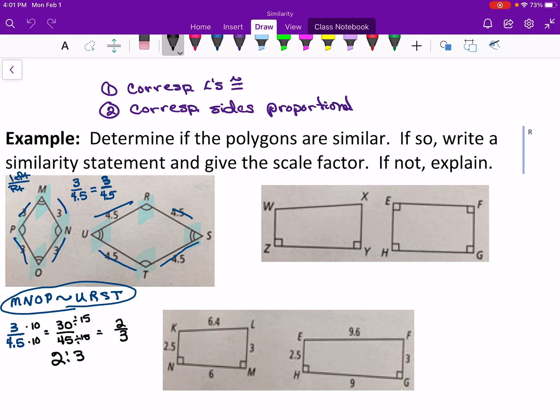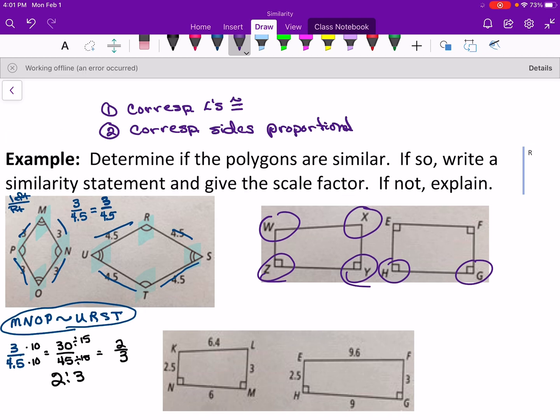Are corresponding angles congruent? Well, Z and H are congruent, Y and G are congruent, but if you notice, there are no measurements for W and X. And since we can't tell what measurement they are, we have no clue if they are the same measure. So it's a no. Corresponding angles not congruent.